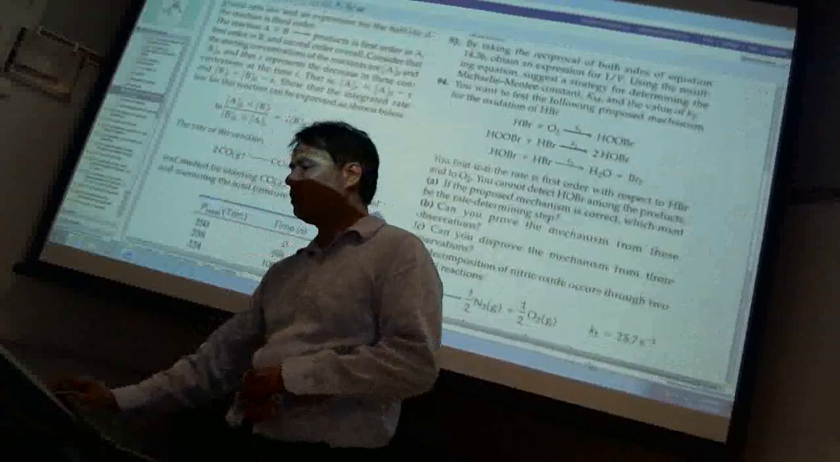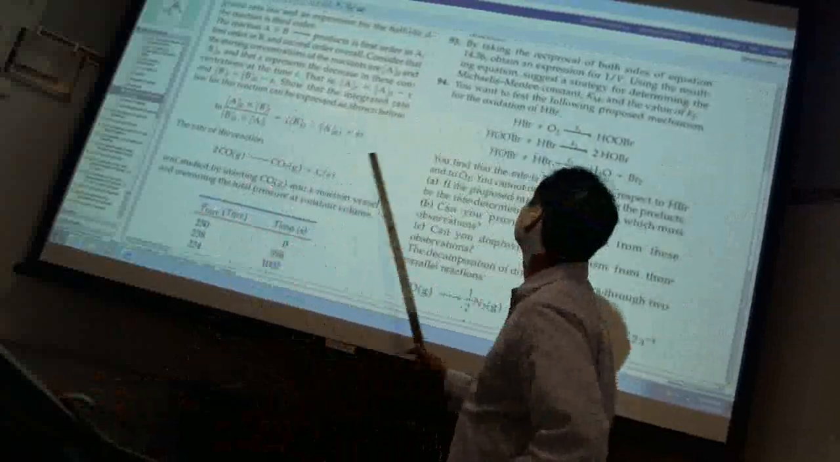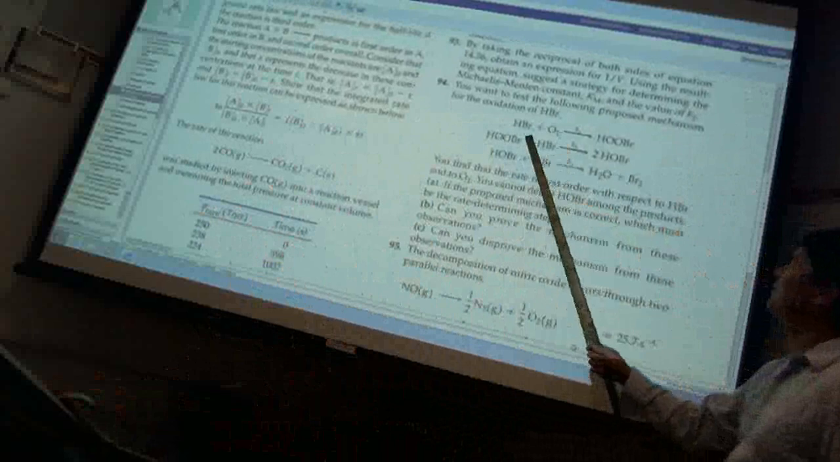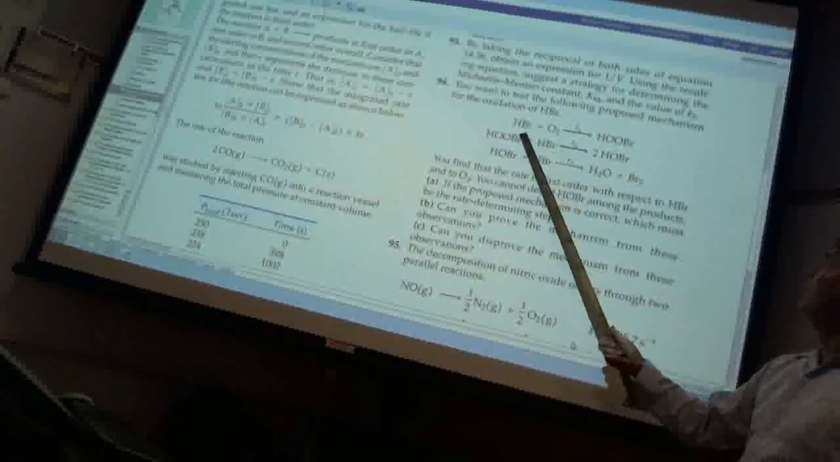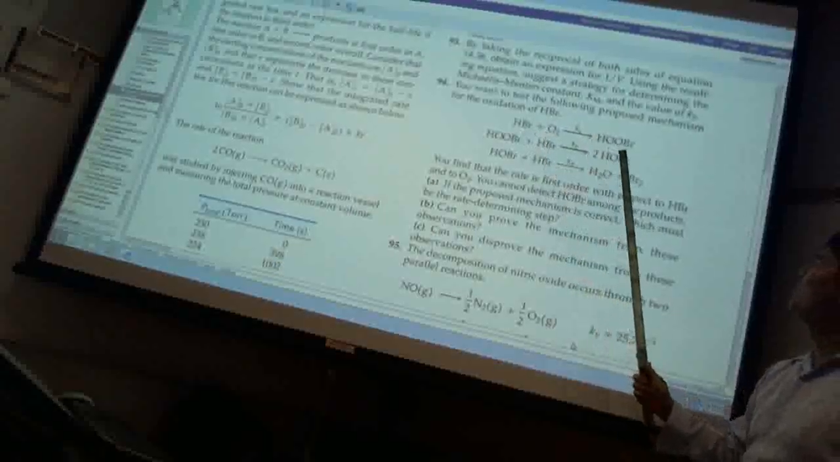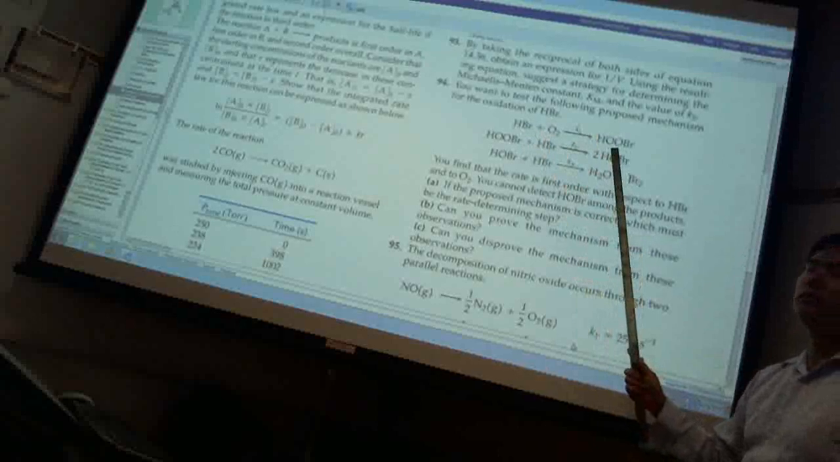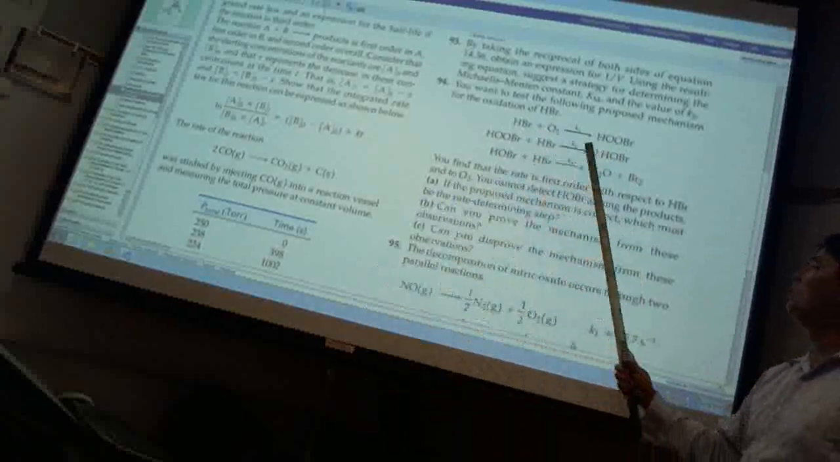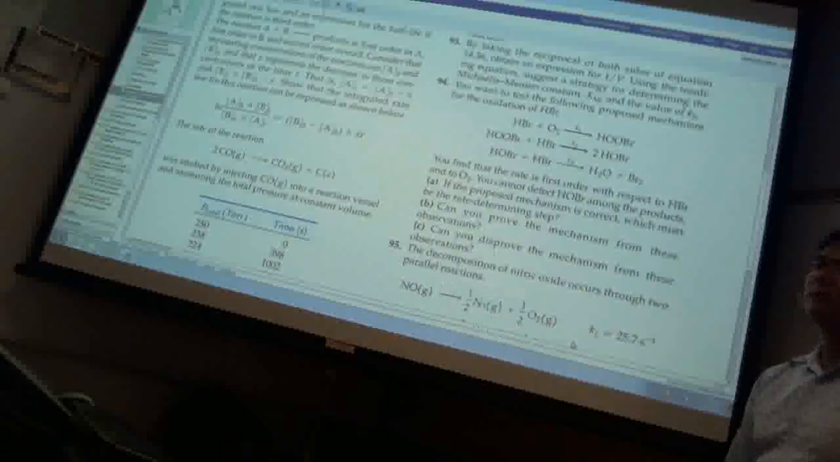Take a look at another mechanism here. Here's another 3-step mechanism. Here's a bimolecular collision, HBr and O2. HBr and O2 forms HOOBr.